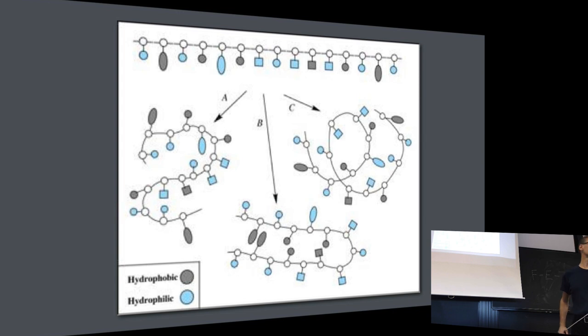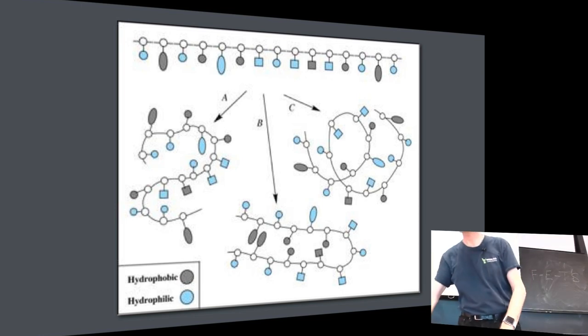Which one would you guess is most favorable? Yes, because it can turn all the water-hating ones to the inside, so they don't have to face the water, while the water outside is all the water-loving residues. But that's just hand waving for now. We're going to come back to that.